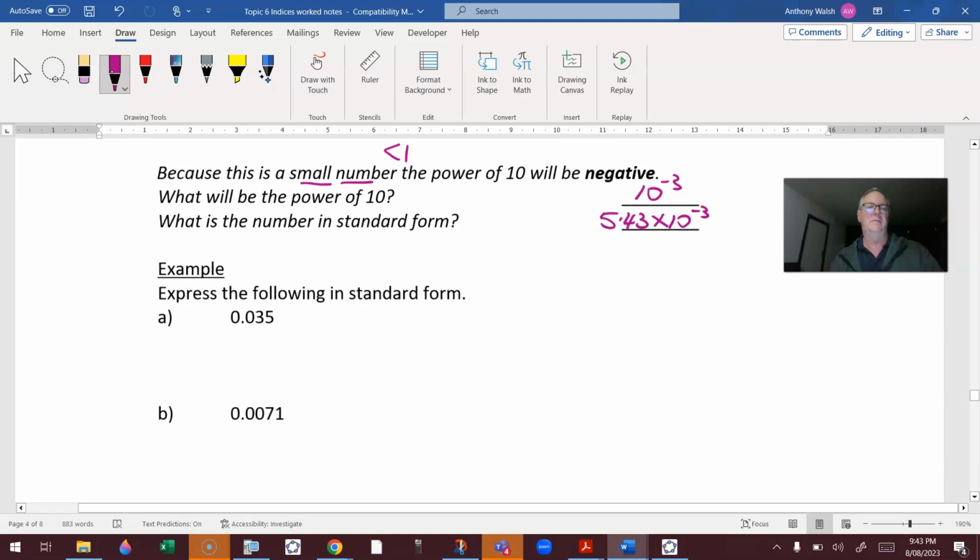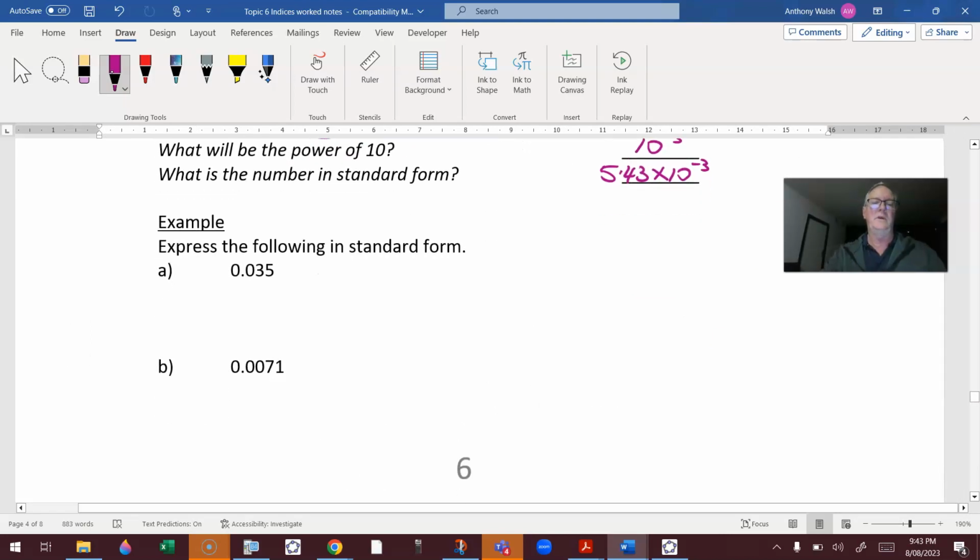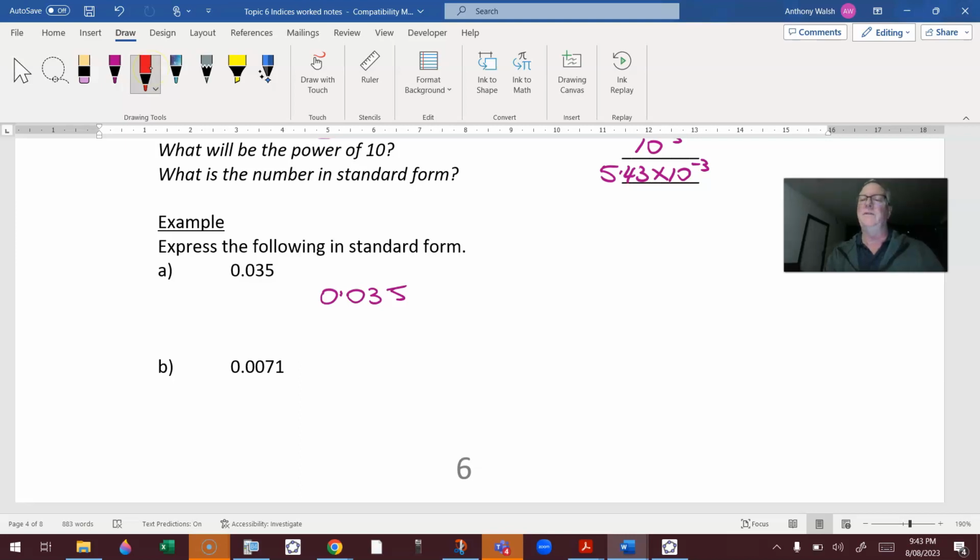Alright, let's try these ones. Small numbers, all less than 1. Let's write them in standard form. Okay, 0.035. Now there's the decimal point. I want to move it so it's after the first non-zero digit, which is 3. So I'm going to move it 1, 2. Okay, that's going to make a new number between 1 and 10, 3.5. How many places did I move the decimal point? 2. I'm going to raise the 10 to 2. But, again, because it's a small number, that 2 is actually going to be negative 2. So that's 0.035 in its standard or scientific form, 3.5 by 10 to the negative 2.